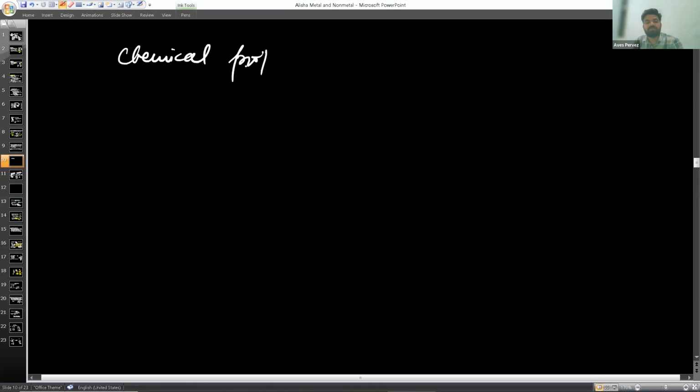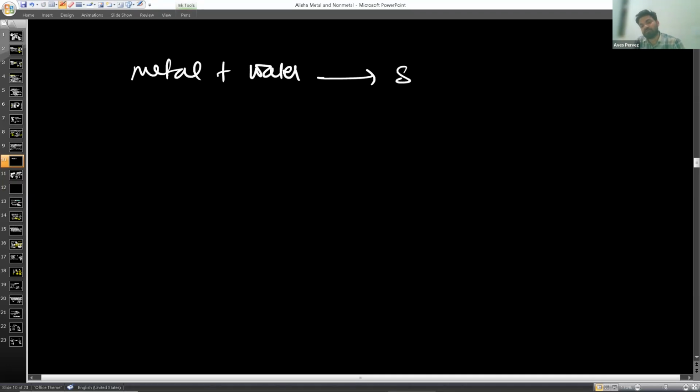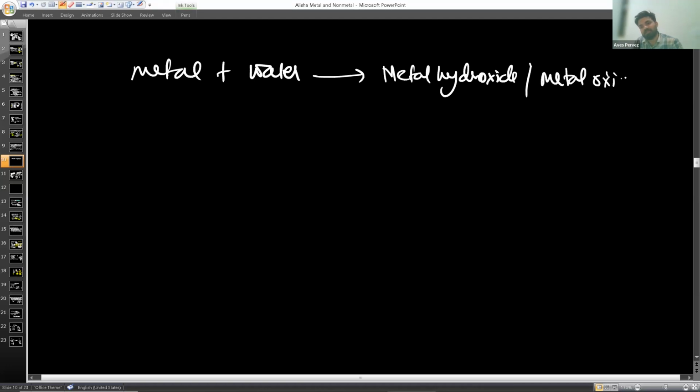The property of metals is that metals when react with water form metal hydroxide slash metal oxide plus hydrogen gas. This is the metal oxide.